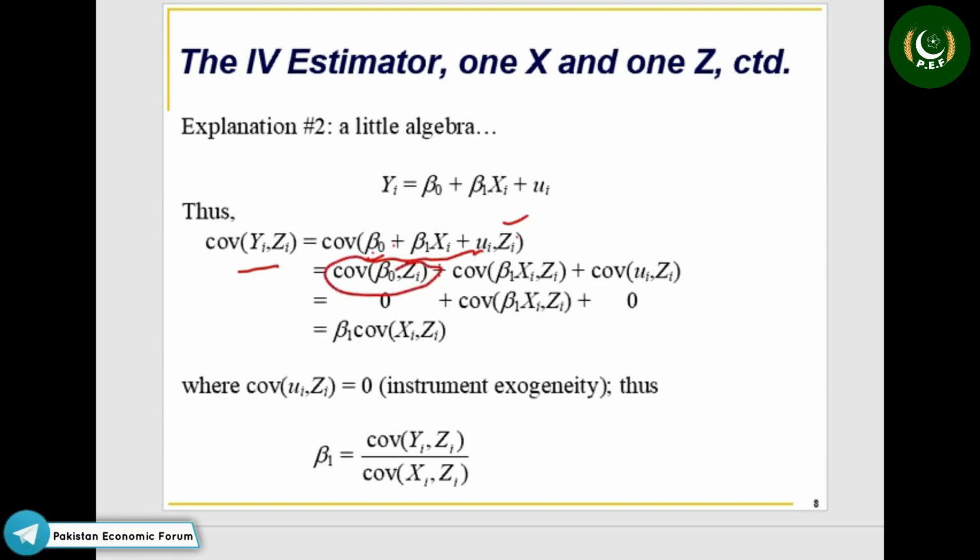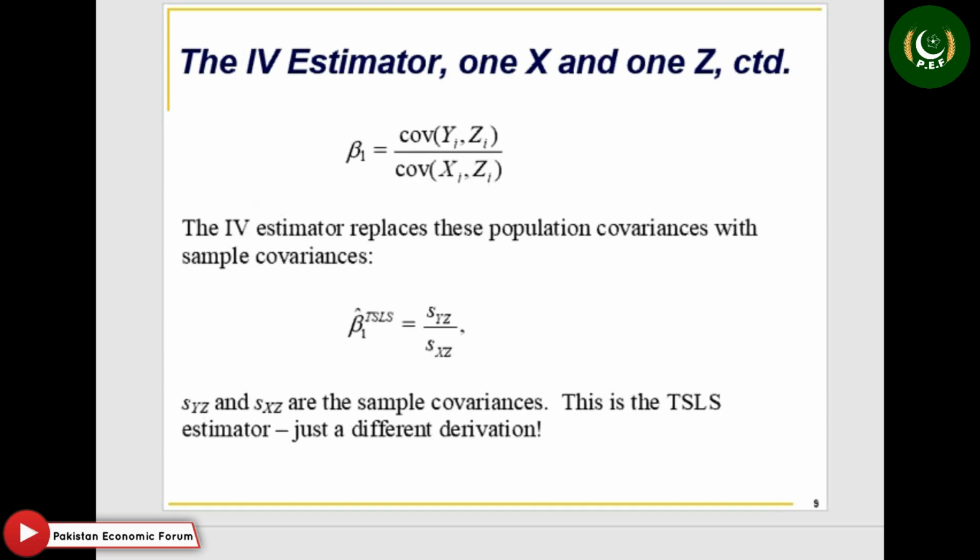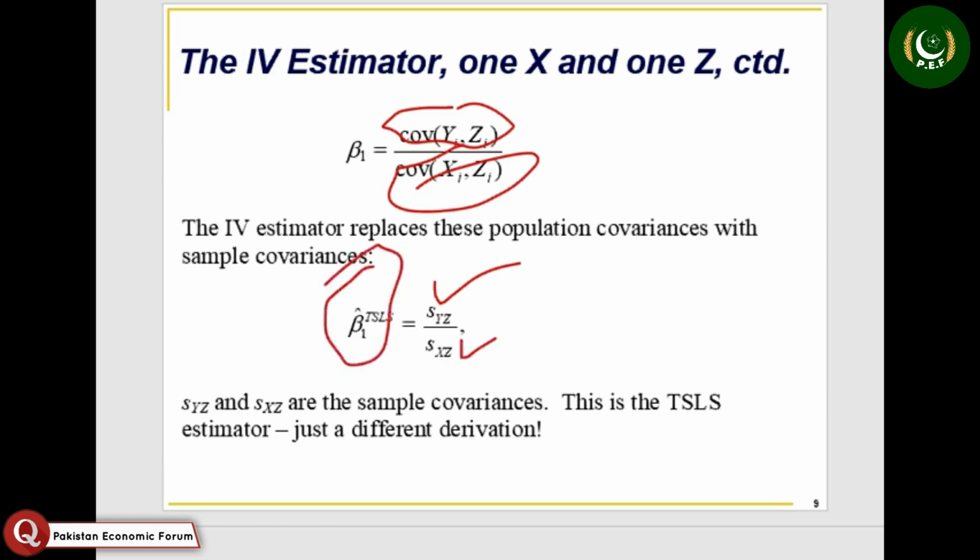This beta 1 is pre-multiplied, so it's a constant parameter, it may come outside, and covariance between u and z by assumption is 0. So beta 1 is equal to covariance of y and z divided by covariance of x and z. This is population, we don't have population data. From the sample we have sample covariance, and this is called beta 1 hat 2SLS.